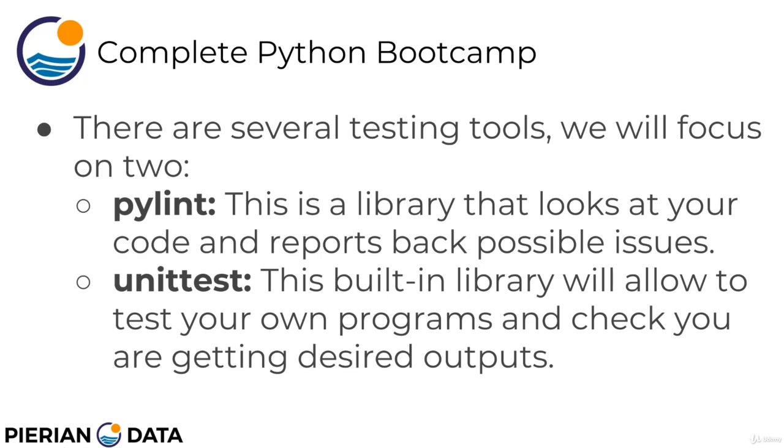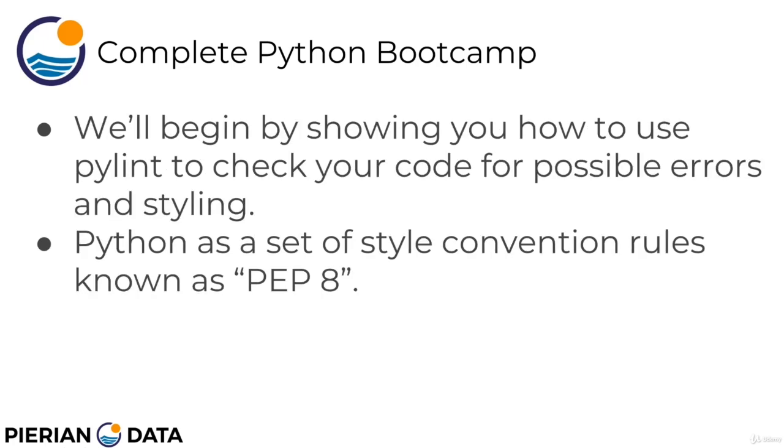There are several testing tools, and we're going to focus on 2. There's other ones mentioned in the notebook that goes along with this lecture, but we're going to focus on Pylint, and this is a library that, in general, looks at your code and reports back possible issues. Maybe you have styling issues, or maybe you have some invalid code, and it will report back issues with your code. Then we have the unittest library. This is a built-in library in Python that's going to allow you to test your own programs and then check if you're getting the desired outputs. We're going to begin by showing you how to use Pylint to check your code for possible errors in styling.